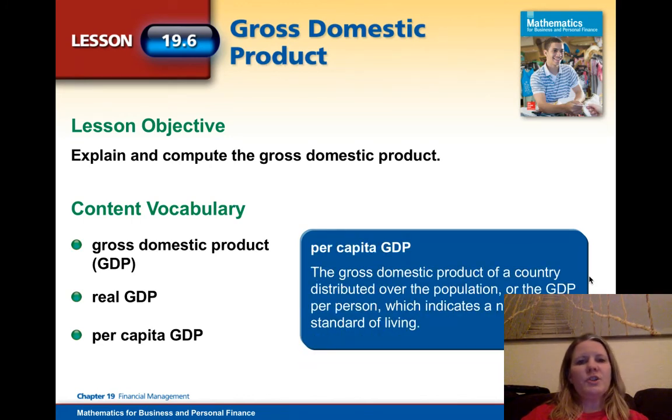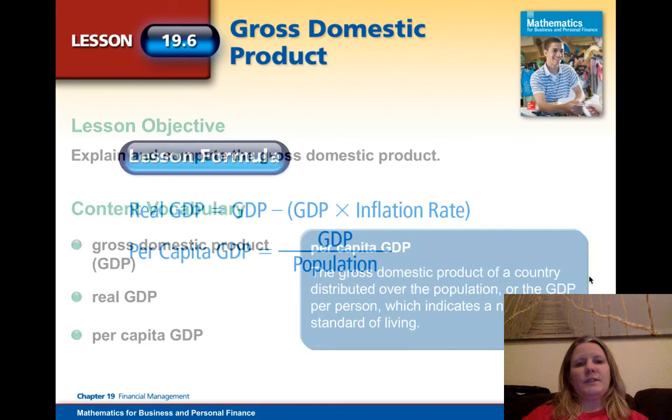Per capita GDP is pretty simple. We're just simply dividing by how many people are in the population, and that helps to find a number that you can compare with other countries to see the state of the economy in one country versus another.